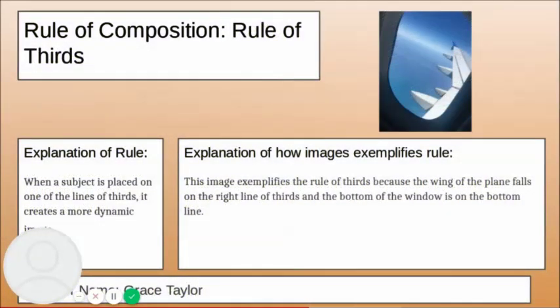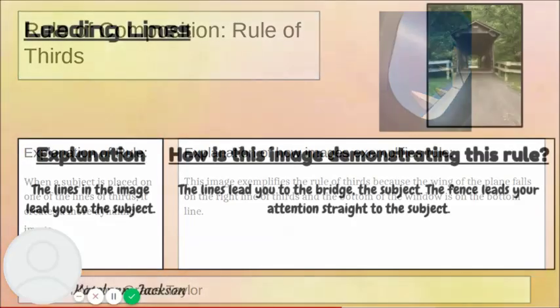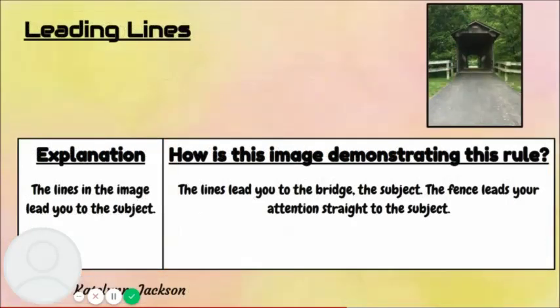The next rule is the rule of thirds, and it's basically saying that if the subject is placed on one of the lines of thirds, it creates a more dynamic image. So in this photo, the plane is on the right line. This is the rule of leading lines. The lines would lead you to look at the subject. The lines in this picture are the fence, and they lead you to the subject, which is the bridge.